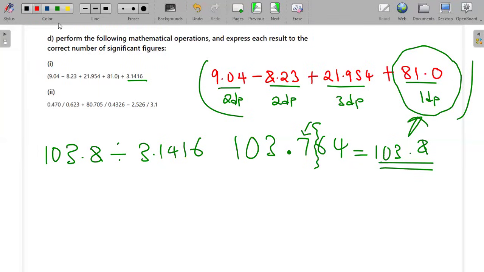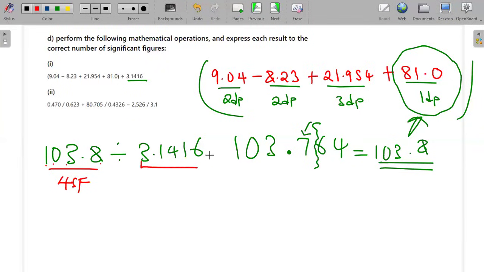The one for the decimal places is when you are adding or subtracting. But when you are multiplying or dividing, then your answer should have the same number of significant figures as the number that had the least number of significant figures. So now you count the number of significant figures. When I look at this guy, how many significant figures? 1, 2, 3, 4. So 4 significant figures.